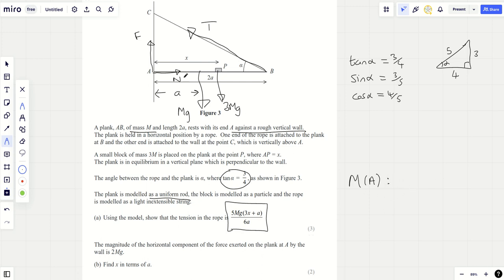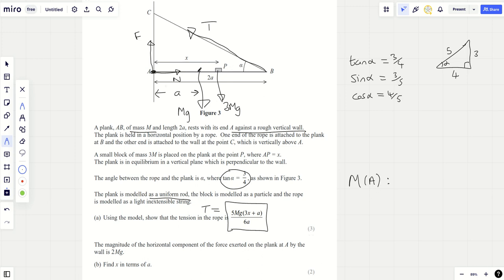That always helps. The reason why I'm thinking it's moments at A is because it knocks out these two forces, F and N. And so you're left with just T, mg, and 3mg involved, and that should surely help me find what T equals. Remember, this is T equals, so I want those letters still in the equation. Okay, so taking moments at A.